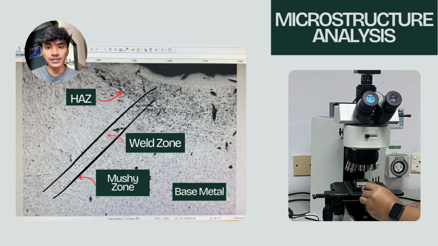The unaffected zone is far from the weld area and retains the original base metal microstructure with fine and uniform grain. Finally, the fusion line separates the weld metal from the base metal and marks the boundary of complete melting during welding. This observation helps us understand how heat input and welding parameters affect the microstructure of each zone, which in turn influences the strength and toughness of the welded joint.